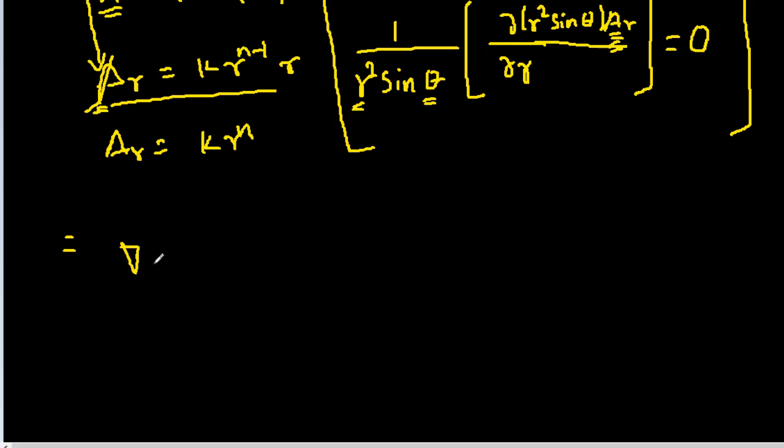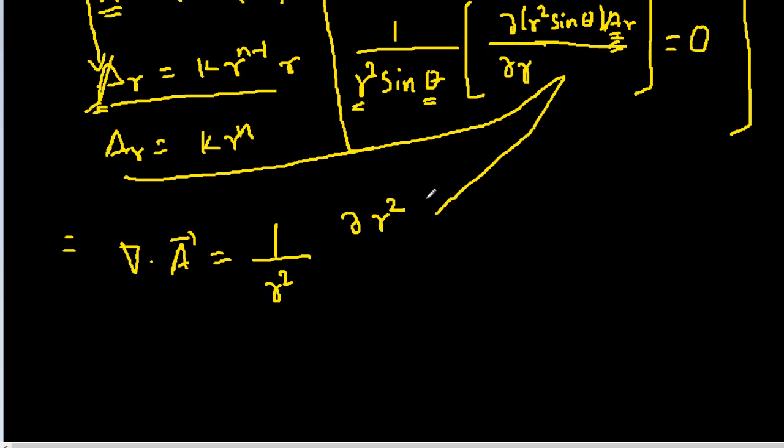The divergence of vector A comes as 1 by r square times, as there is no theta component, the theta terms cancel out. Now we have only the r component inside. Here we write r square, now take down the A_r here, which comes as k r^n. Sorry for this mess.